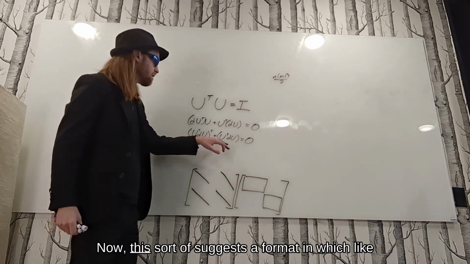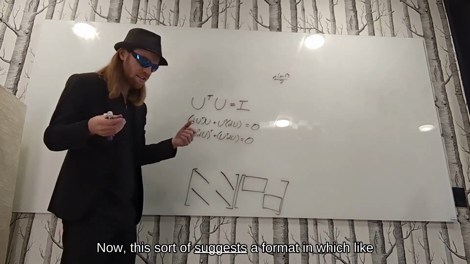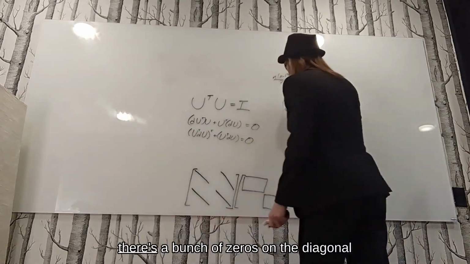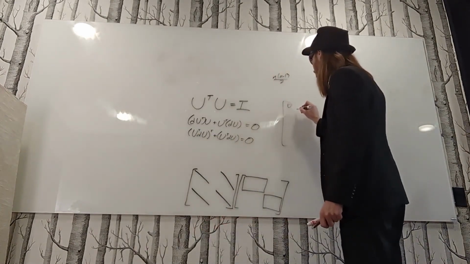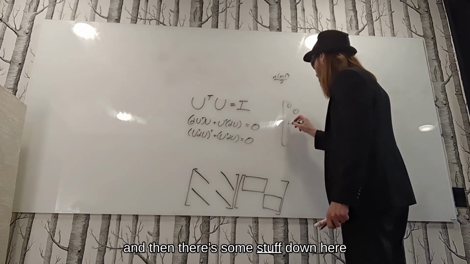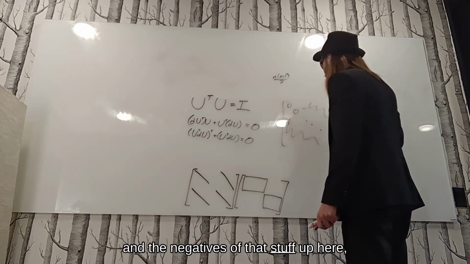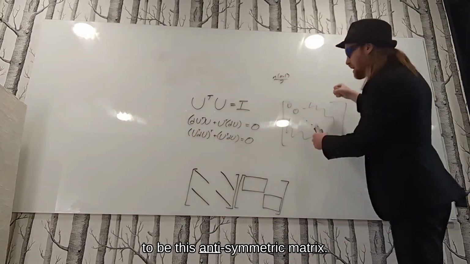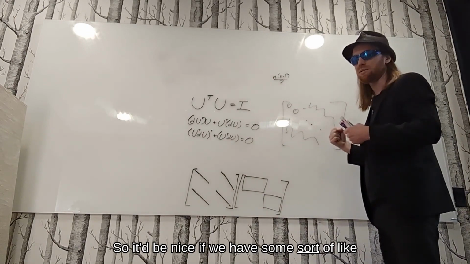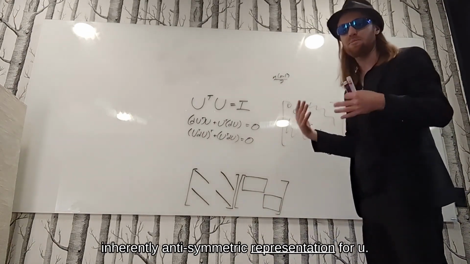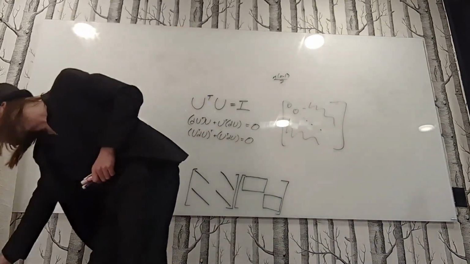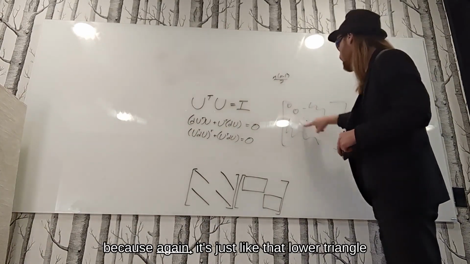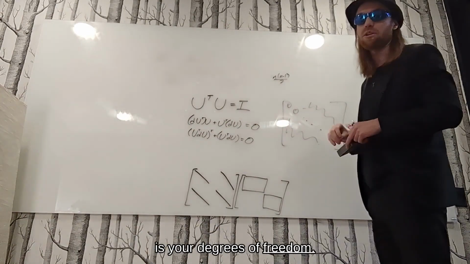Now, this suggests a format in which there's a bunch of zeros on the diagonal, and then there's some stuff down here, and the negatives of that stuff up here. We want our differential element to be this antisymmetric matrix. So it'd be nice if we had some inherently antisymmetric representation for U. And notice this has the right number of elements, because again, that lower triangle is your degrees of freedom.